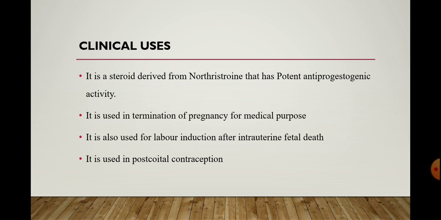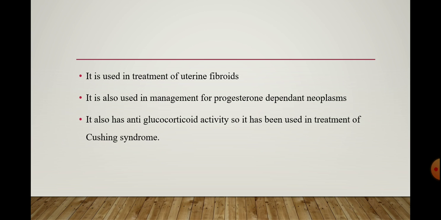Next are the clinical uses. It is a steroid derivative from norgestrel that has potent anti-progestogenic activity. It is used in the termination of pregnancy for medical purposes. It is also used for labor induction after intrauterine fetal death. It is used in postcoital contraception. It is used in the treatment of uterine fibroids. It is also used in the management of progesterone dependent neoplasm. It also has anti-glucocorticoid activity, so it has been used in the treatment of Cushing syndrome.